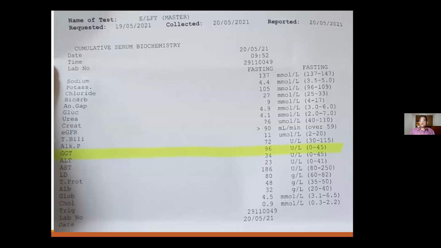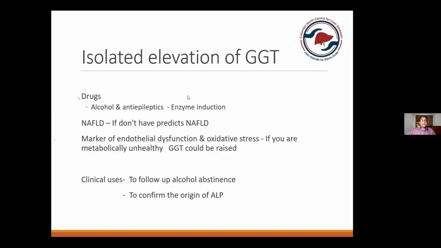We quite often see isolated elevation of gamma GT. I'm sure most of you know what it is. And I'm going to tell you a few extra things regarding gamma GT. Okay, so isolated elevation of gamma GT: drugs, alcohol. Obviously, we all know this, but you may not know that anti-epileptics and anti-TB drugs can give rise to elevated gamma GT due to enzyme induction. Then fatty liver.